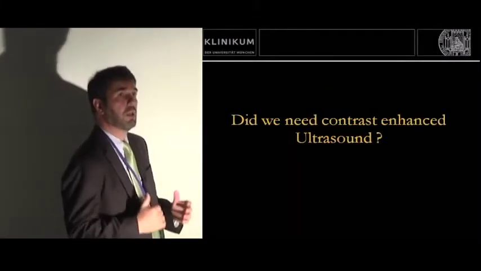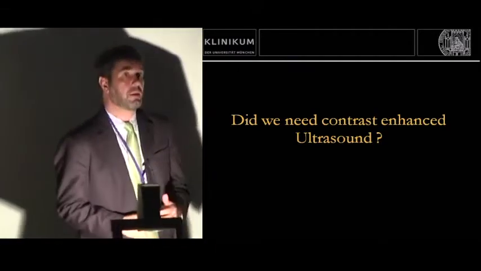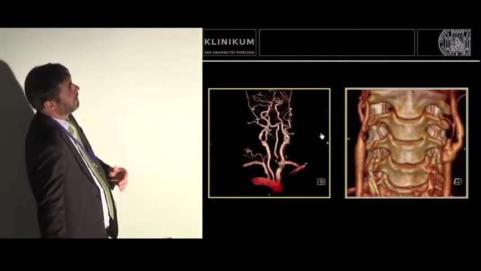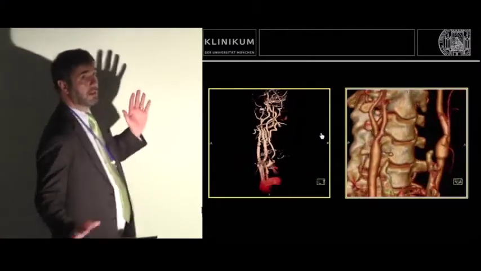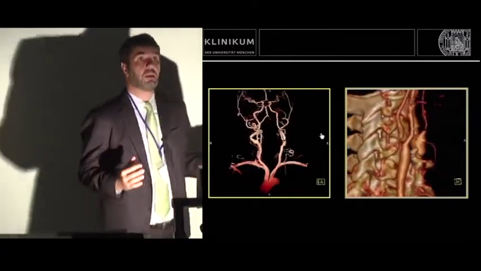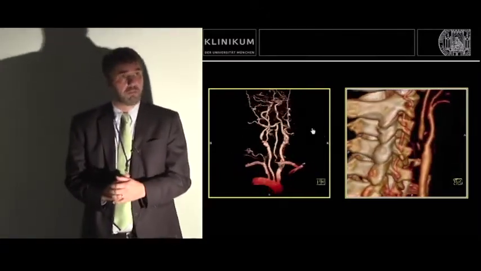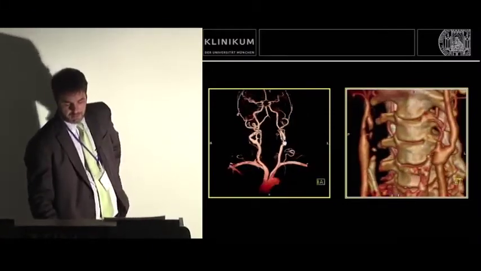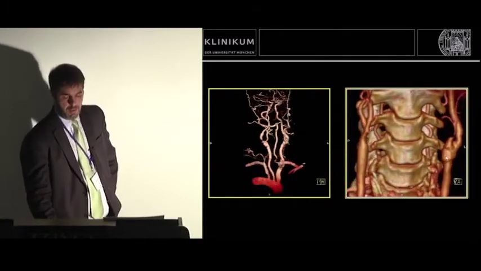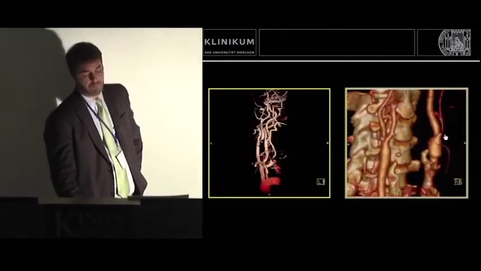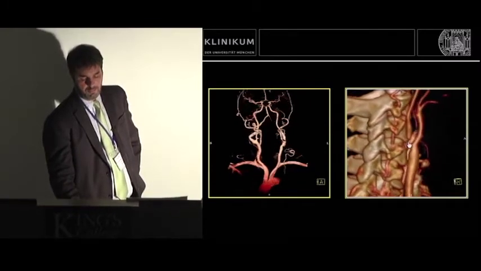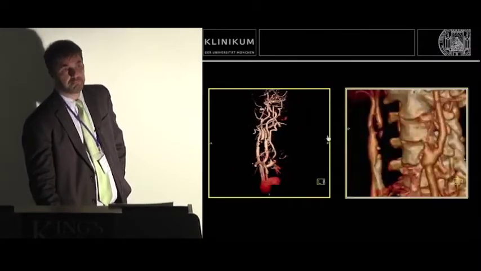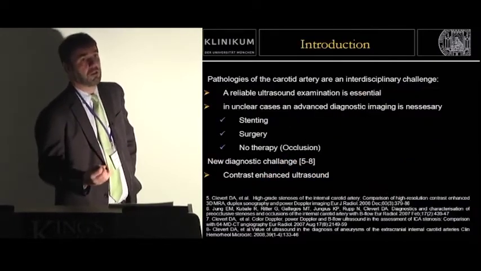So the key question is, should I stop here, or did we really need contrast-enhanced ultrasound for this kind of disease? If we look at the MRI image and CT image, we see immediately that it's very difficult to beat this modality. On the MRI, we see very nicely the subclavian stenosis, the vertebral stenosis, and the internal artery stenosis. Also here in the CT, we see the stenosis of the external iliac artery and the internal iliac artery. Could we be better or not? That's the key question.